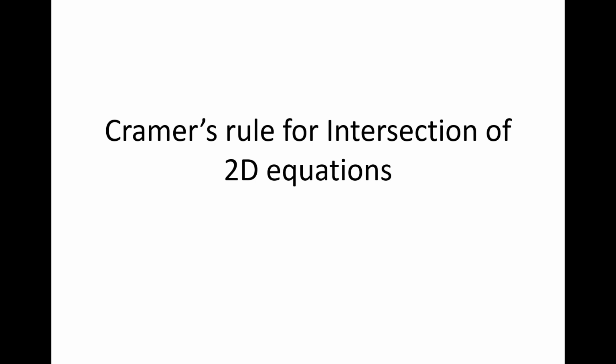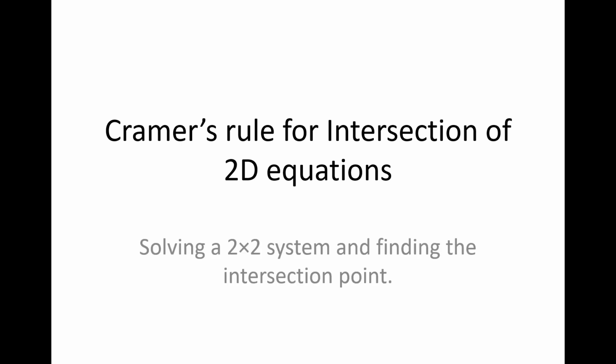Hello everyone. So today, for finding the intersection of 2D equations, we will be using Cramer's rule for this 2 cross 2 system and finding the intersection point. So let's get started. First we will choose the two equations, which will be 2x plus y is equal to 5 and x minus y is equal to 1.